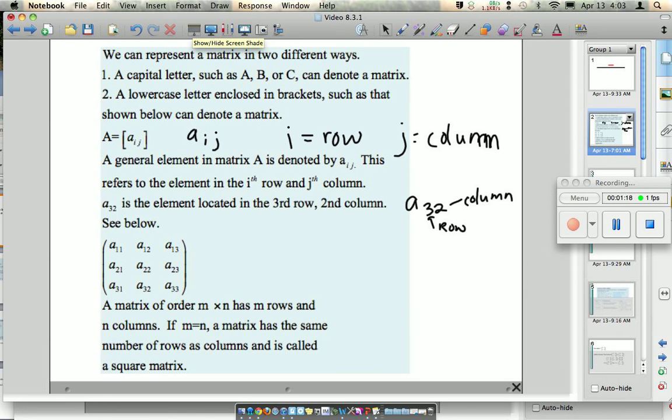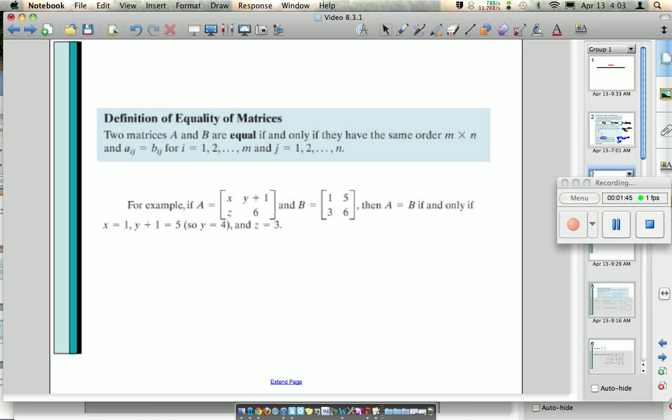The next thing that you need to know is the word order. When we talk about the order of a matrix, it's really its dimensions. So an m by n order means, once again, rows come first. It means we have m rows and n columns. These are just the basic logistics that you're going to see throughout the rest of this chapter.